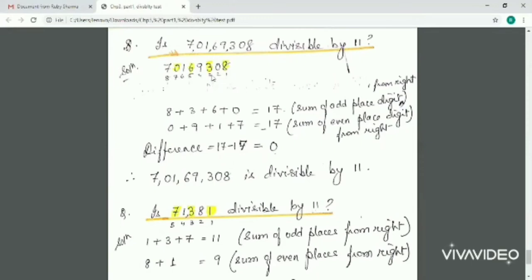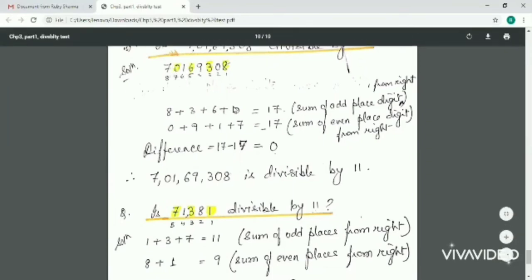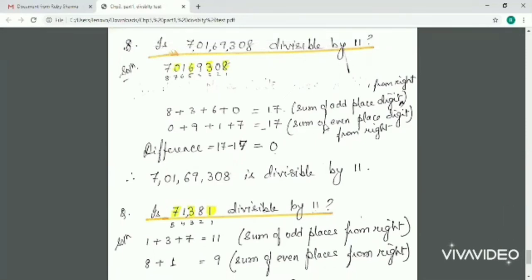So this is the first odd place from the right. Then the fifth place is 6, the seventh place is 0. So these are the odd places from the right. So I'll take this digit 8, isn't it? I've taken 8. Then the third place is 3. Then comes 6, the fifth place. Then comes 0, the seventh place. So I added up, and I got 17.